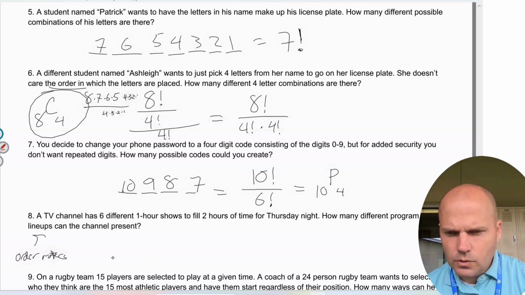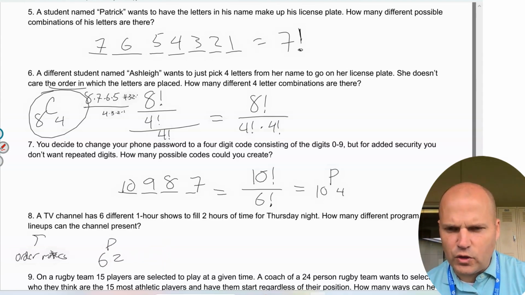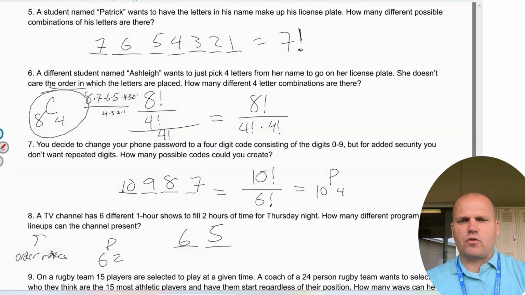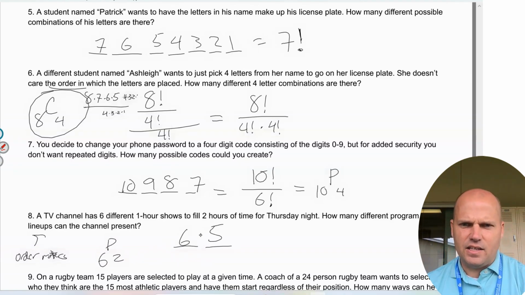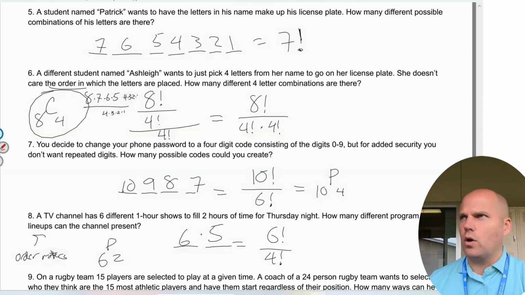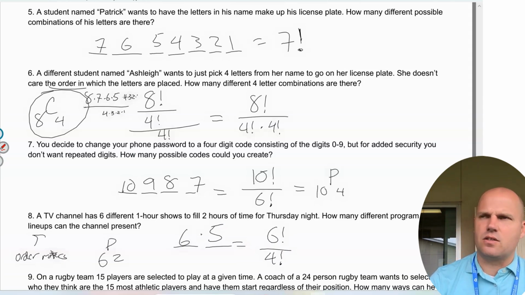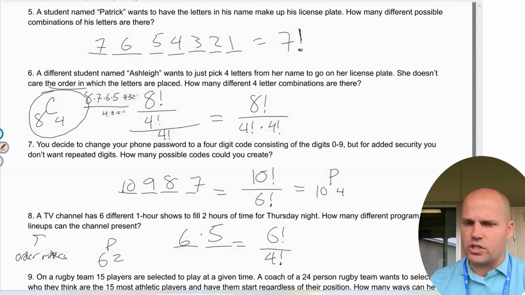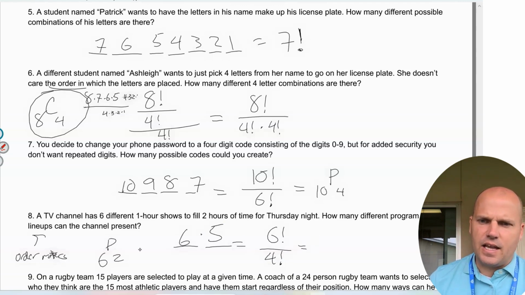So we want to fill 2 slots. I'll have 6 shows for the first, 5 shows for the second. That is 6 factorial, removing the 4 factorial shows that I don't want, all those choices. That is 6P2.